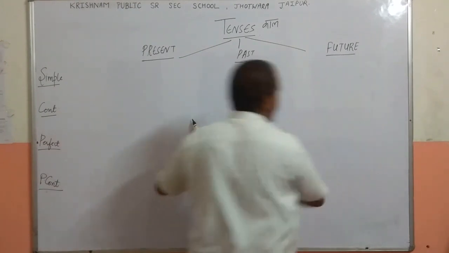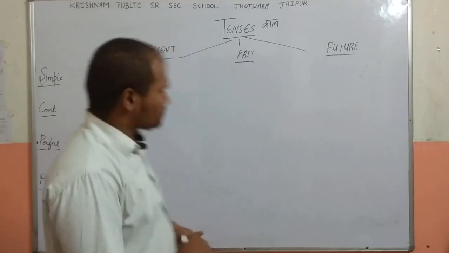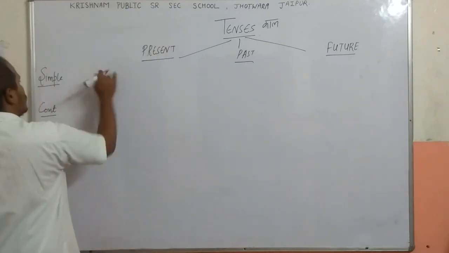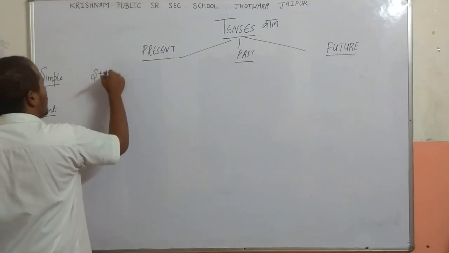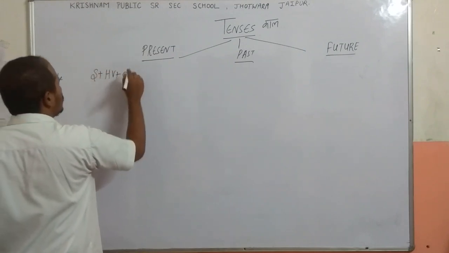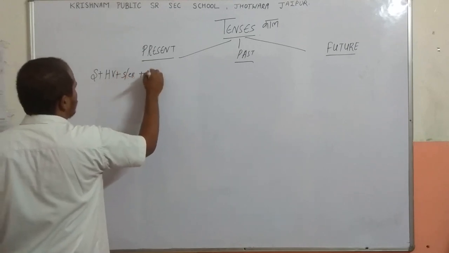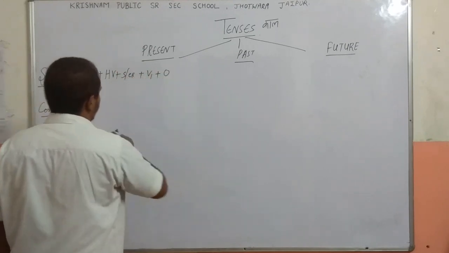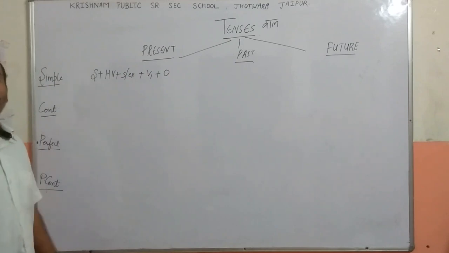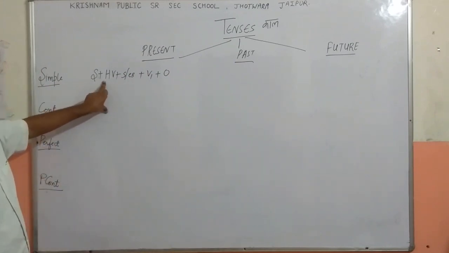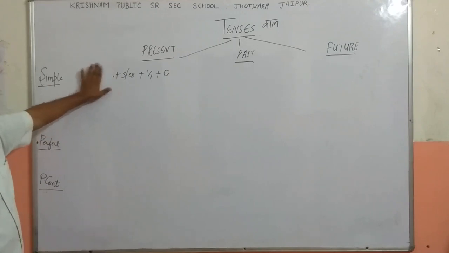Okay, so as I already told you, I'll remind you, whenever we have simple, we will not be using helping verb. So, the rule will be subject plus helping verb plus S or ES plus verb's first form plus object. Is this correct? Very good. This is not correct because I said we will not be using helping verb. So helping verb will not be used.